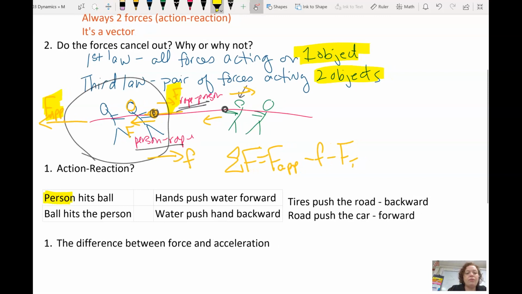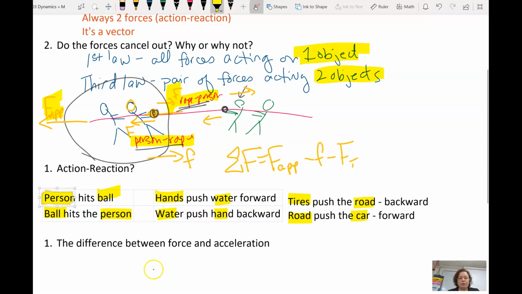Action-reaction objects, action-reaction forces. So action-reaction: person hits ball, ball hits person. See the pattern? Hand pushes water forward, water pushes hand backward, tires push road, road pushes car. Kind of like what we did here: rope on person, person on rope.